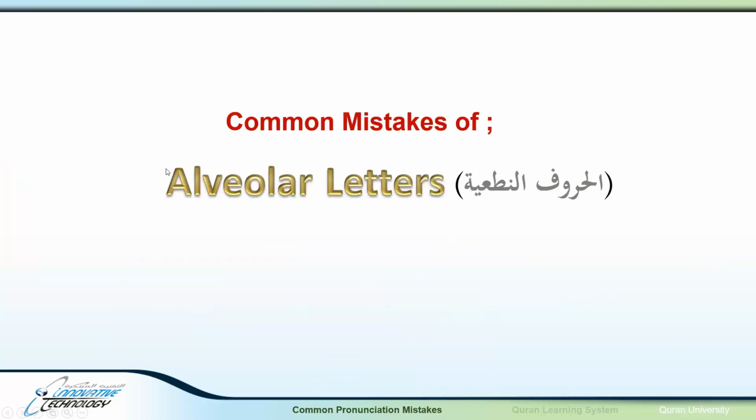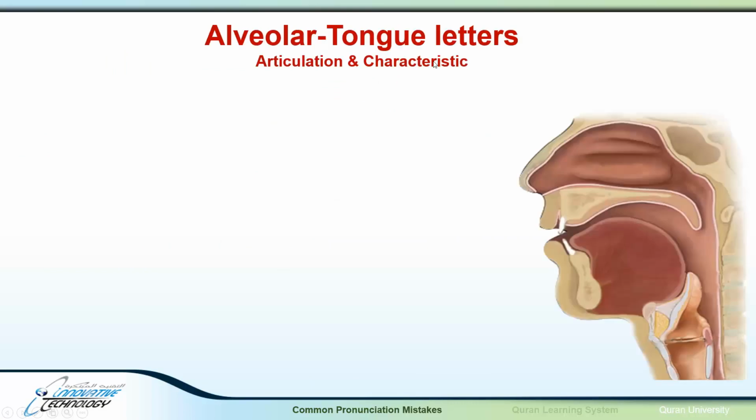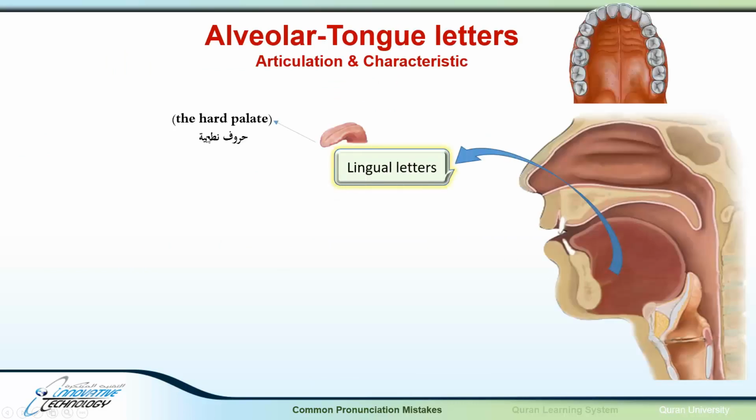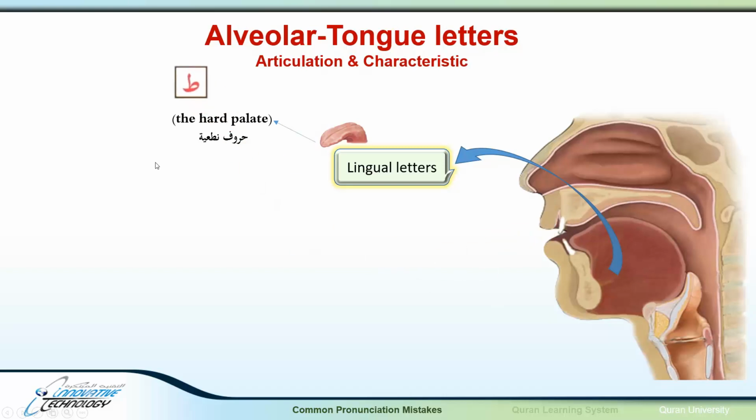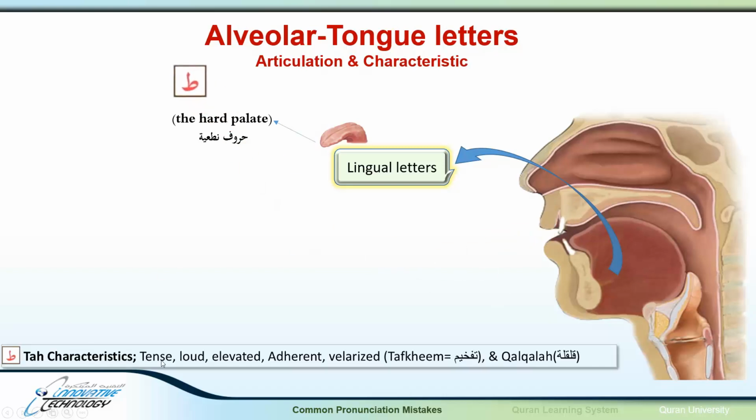We'll proceed now with the common mistakes for the alveolar letters, al-huruf al-nat'iyya. Alveolar letters are actually among the groups of the lingual letters, and they are related to the hard palate, to this area of the hard palate that has these ridges. The first alveolar letter is the ta. The ta is characterized of being tense, loud, elevated, adherent, pillarized, having tafkhim, and associated with qalqala.